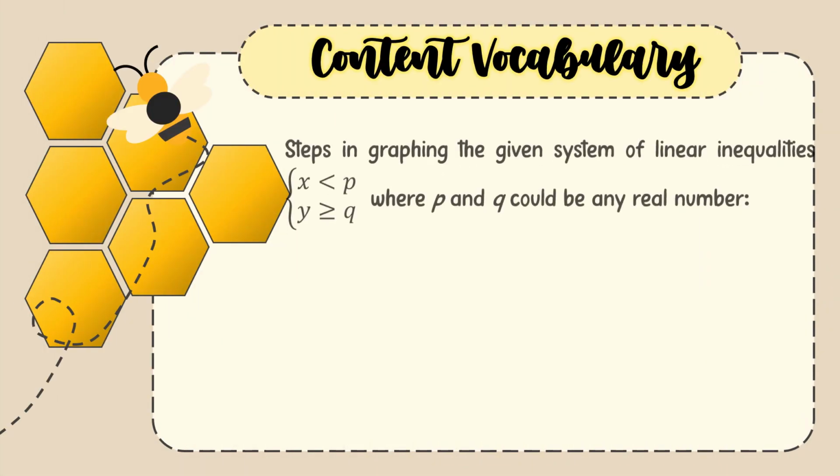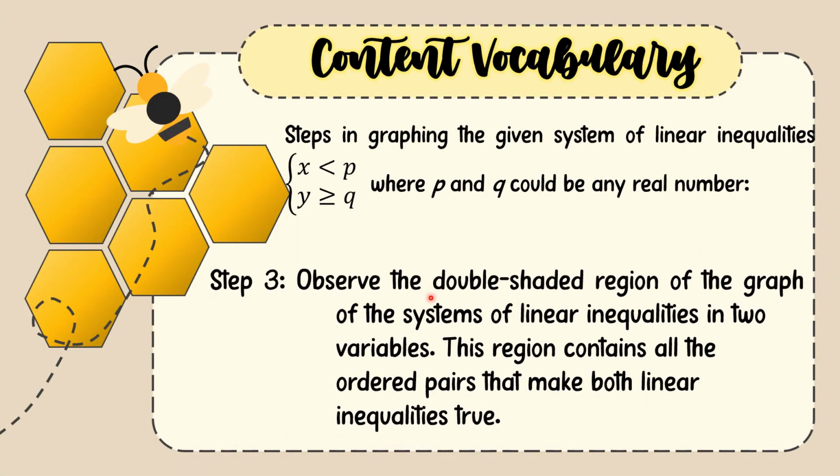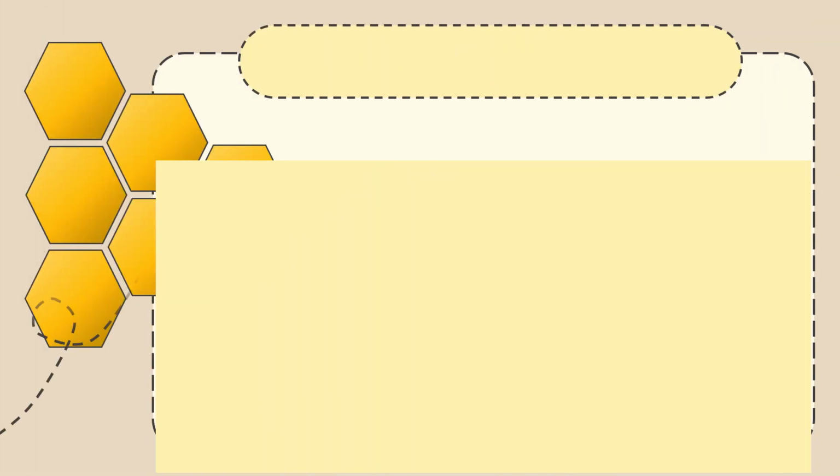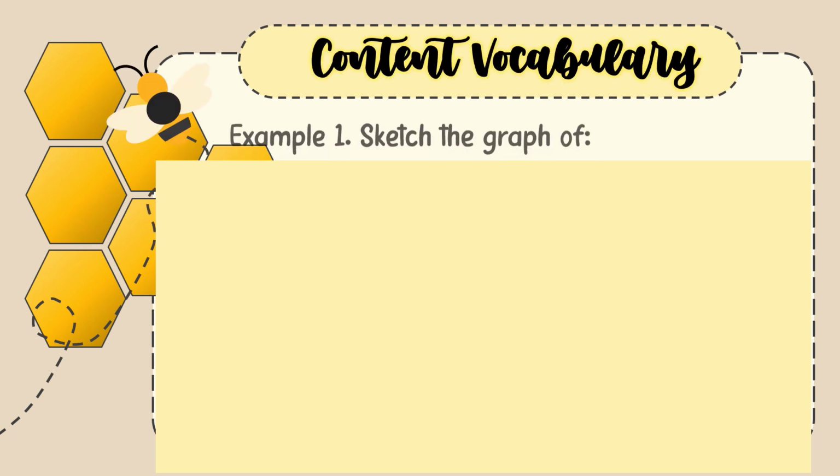Number 3, observe the double shaded region of the graph of the systems of linear inequalities in two variables. This region contains all the ordered pairs that make both linear inequalities true. Now let's have an example for this kind of linear inequalities.